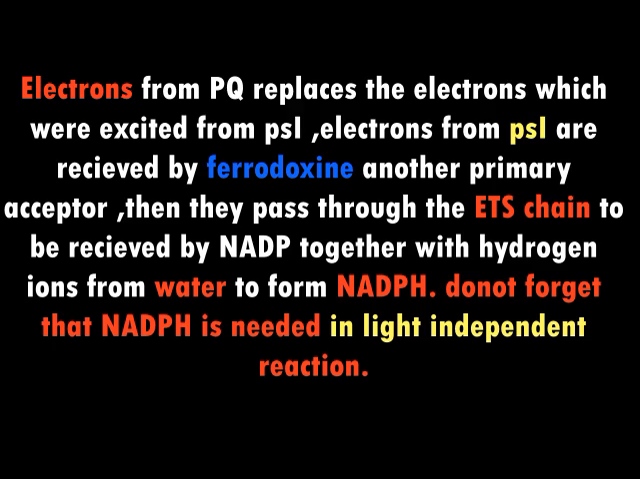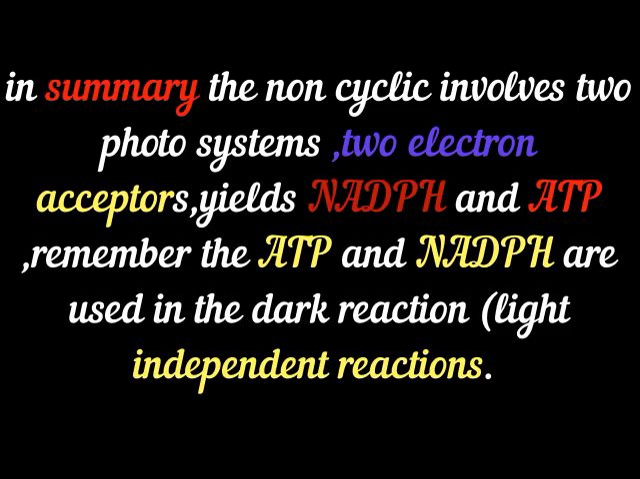Now, in the summary, guys, don't forget this. If you are going to convince yourself that you have grasped the content, one, you have to understand that in the non-cyclic photophosphorylation, there are two photosystems. That is photosystem 1 and photosystem 2. Don't forget that photosystem 1 is at 700 nanometers, photosystem 2 at 680 nanometers. Now, 2, we have two primary electron acceptors. We have plastoquinone and ferredoxin. Don't forget that. What are we yielding? We are yielding ATP and NADPH.